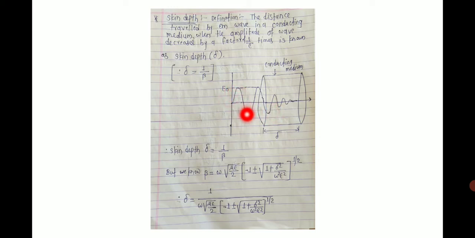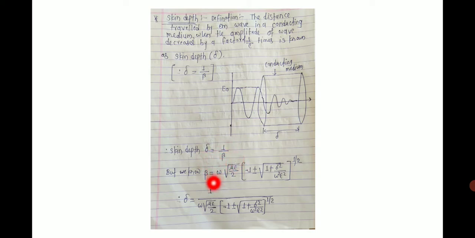When the electromagnetic wave enters the conducting medium, its amplitude decreases by 1 by e times, and that distance is known as the skin depth, that is, delta. Then we will obtain the formula for skin depth. We use the formula delta is equal to 1 divided by beta.